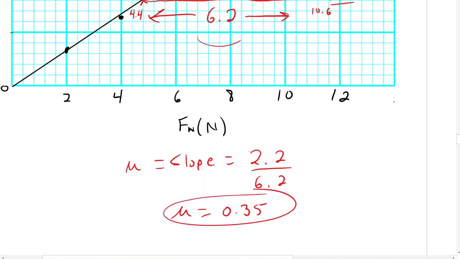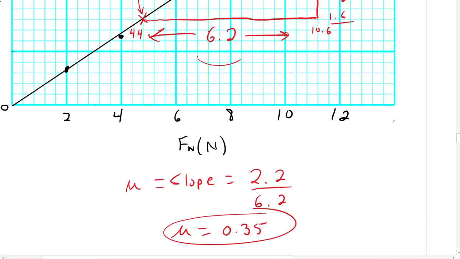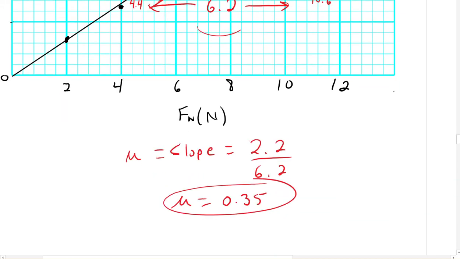Okay, and there would be some error in that. Maybe your answer was a little bit different, right? But it should be close. It should be pretty close to that one.